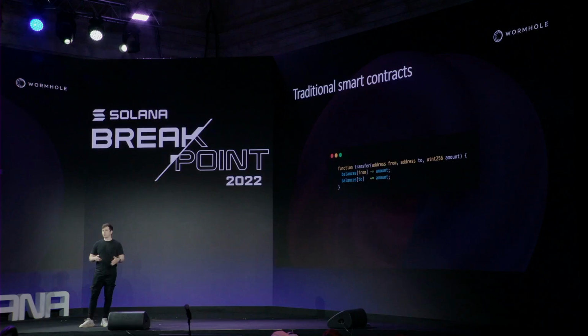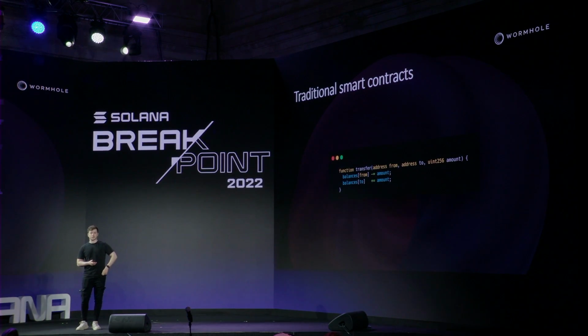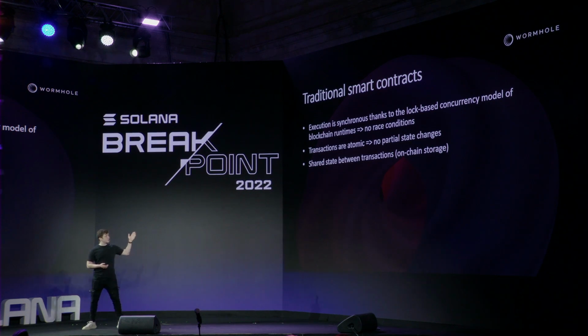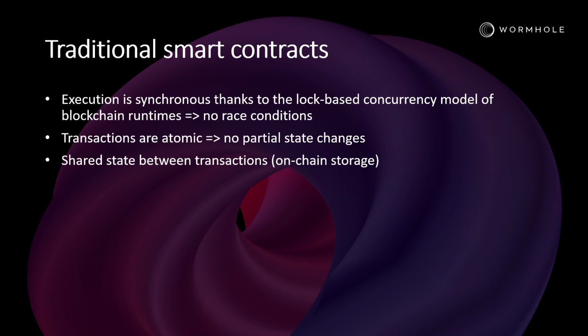This is a very simple program, but it already shows the usual workflow when you write smart contracts on a blockchain, which is that the balances data structure is a shared object between all invocations of your smart contract. This is a piece of storage that's globally available, a globally shared resource. In traditional smart contracts, execution is synchronous thanks to the lock-based concurrency model of the underlying blockchain. Ethereum takes a global lock on the whole storage, and that means that transactions are sequenced. A single transaction is executing at any given time, and once that's finished, another transaction can start executing.